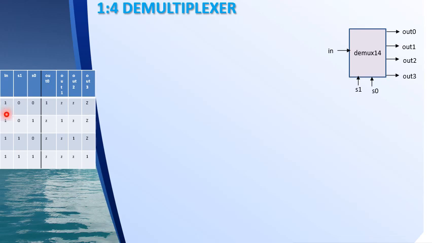So I have taken every time the input as 1, and when S1 S0 is 0 0, this input will be available on the output line out 0, and all other lines will be in the high impedance state. Similarly, when S1 S0 is 0 1, input will be available on out 1 with all others in high impedance state. 1 0, input is available on out 2, and 1 1, input is available on out 3.